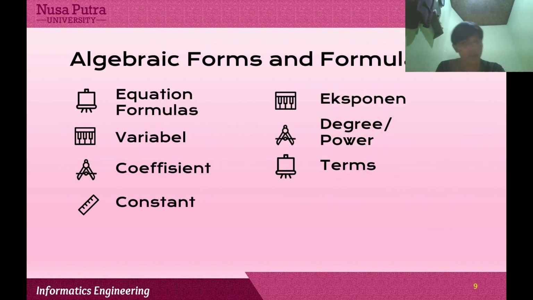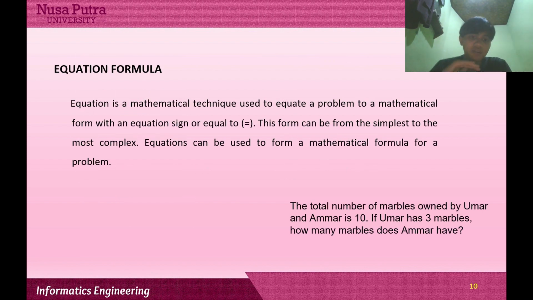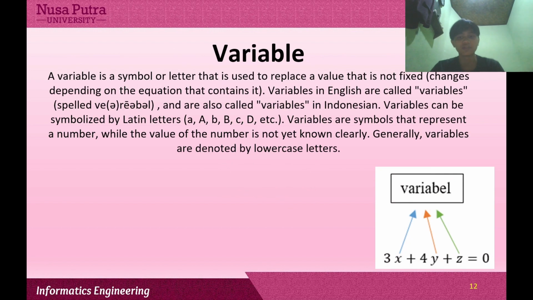Now, there are lots of algebra formulas. This is the equation formula sign. It will be equal, like 1 equal to 1, 2 equal to 2. Now this is the variable. In algebra, there is something called a variable.